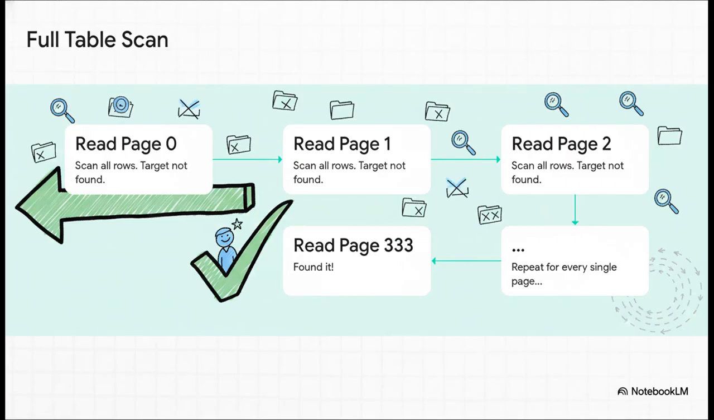So it starts at the beginning. It reads page 0. Nope, not here. Okay, let's read page 1. Still nothing. And it just keeps going like this, page after agonizing page, until finally, way down on the very last page, page 333, it finds our employee. This whole process is called a full table scan, and it is just brutal.